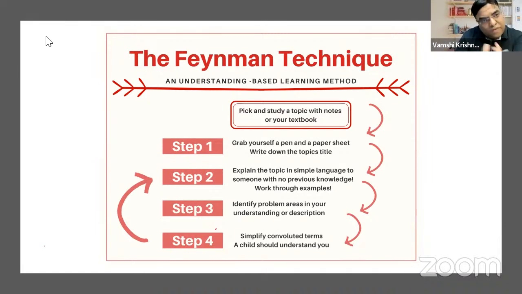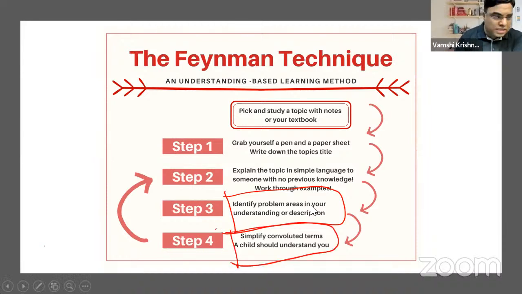Then you self-analyze. Am I able to understand what he's saying? Am I completely able to understand the topic myself, or am I lacking somewhere? And more importantly, a lot of students or aspirants use a lot of big words, even ones that are not needed. Kindly do not do that, because the examiner gets confused.